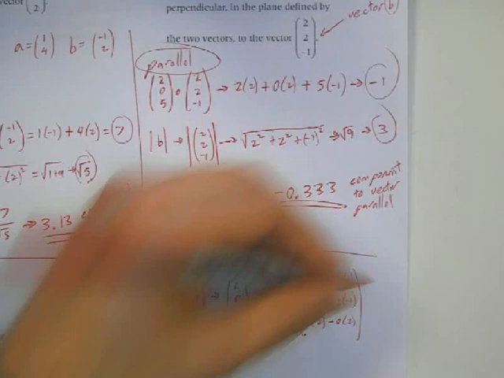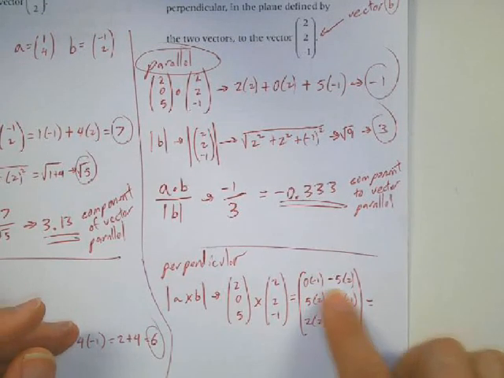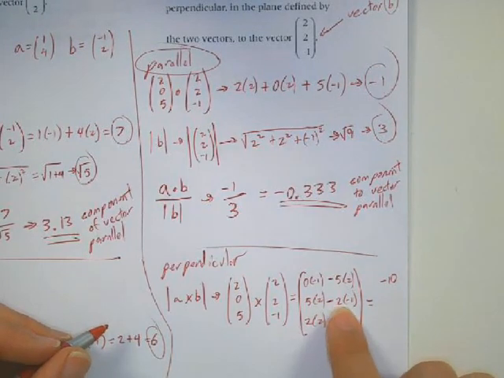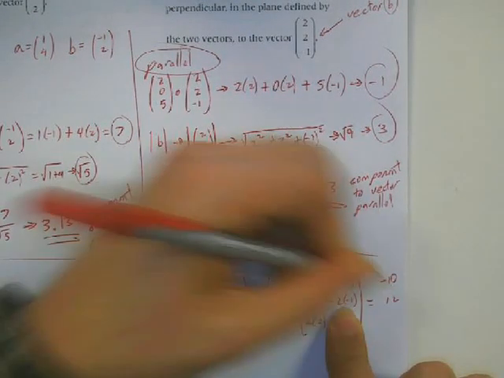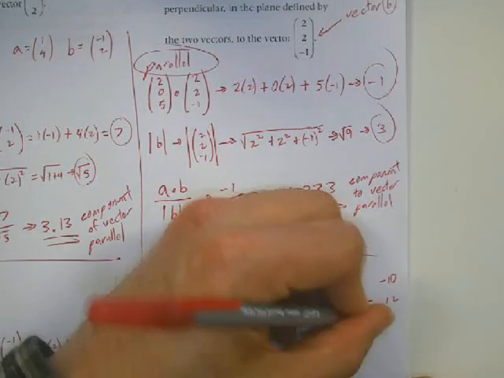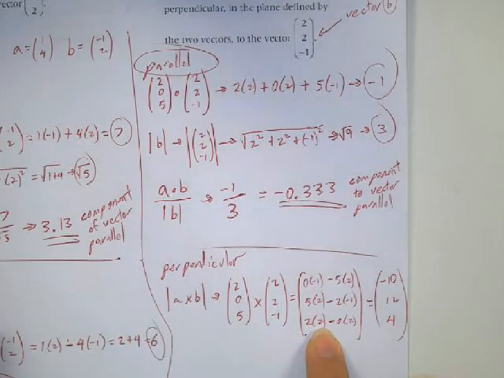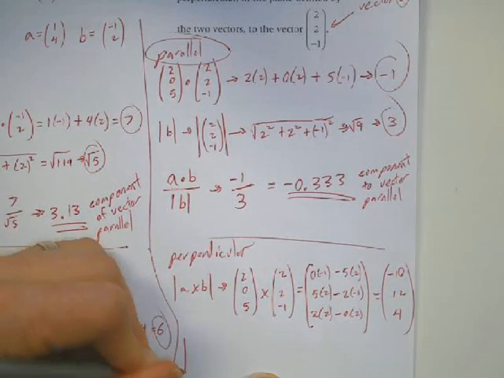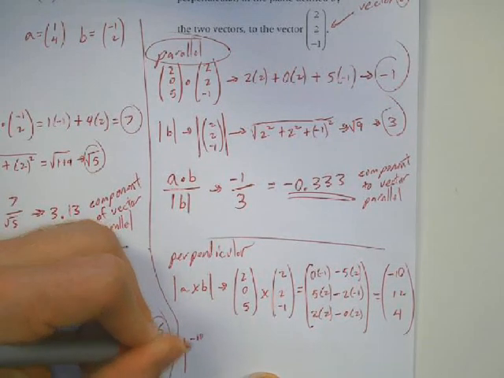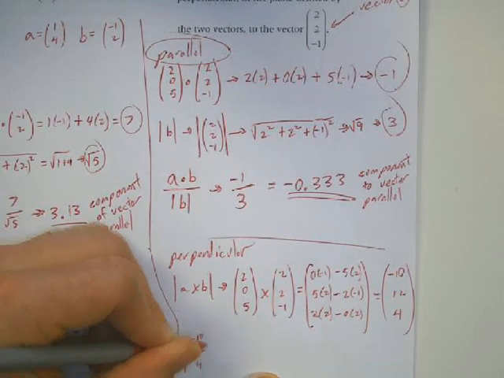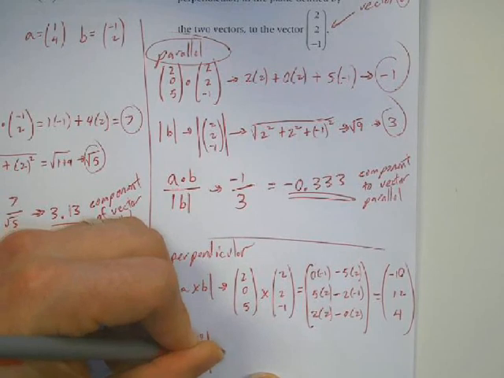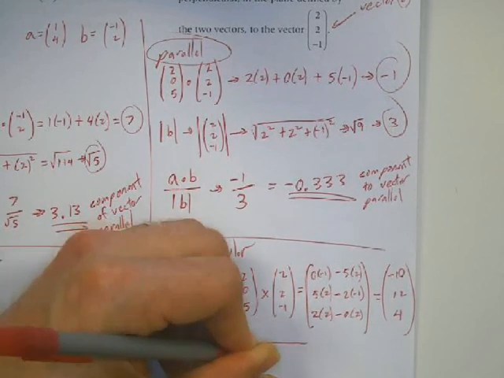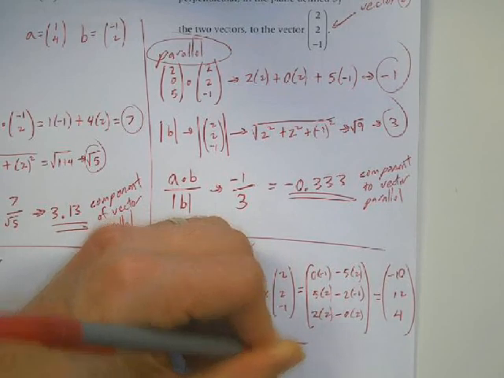Okay, that simplifies to negative 10, 12, and 4. Now we need to find the magnitude of this. The magnitude of negative 10, 12, 4 is going to give me 10 squared plus 12 squared plus 4 squared.